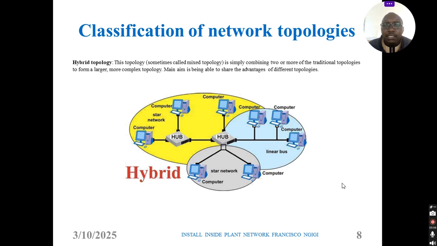So it's good I say that the essence of introducing this is that we shall be using the packet tracer now to connect these devices together using the various cabling. And therefore it's good that we know that the connection we are talking about here in terms of star, bus, all this is according to the physical topology.